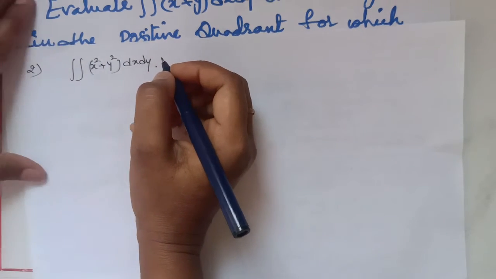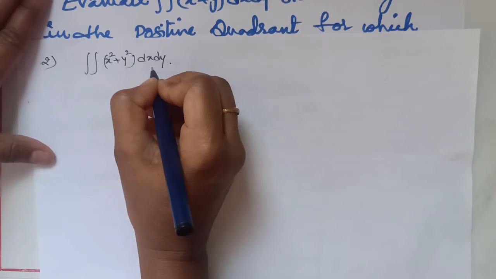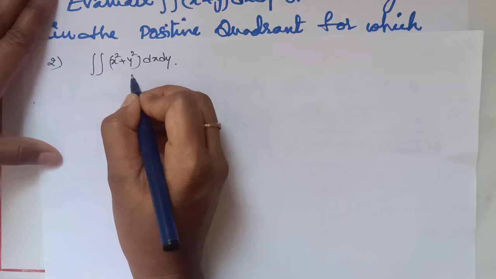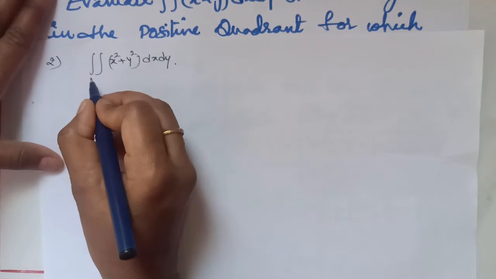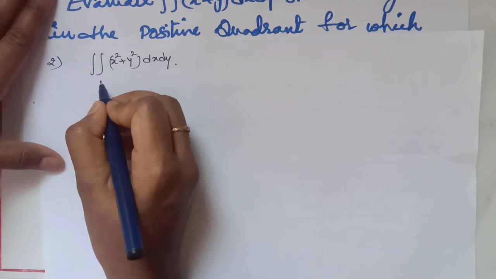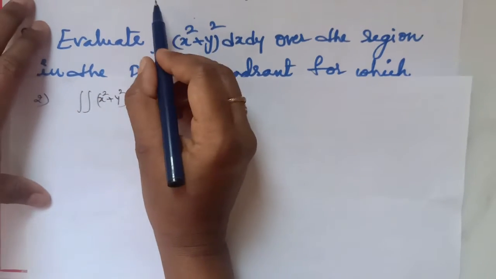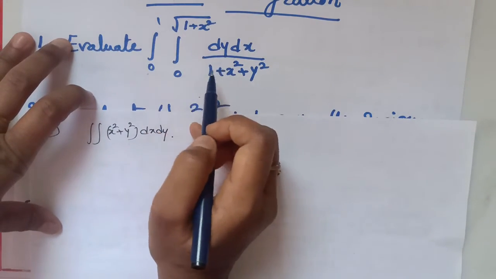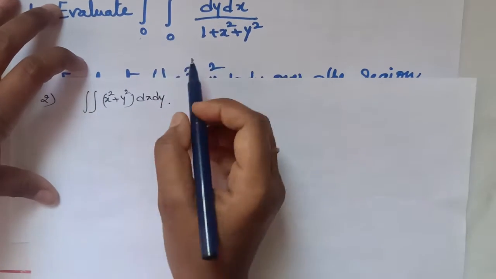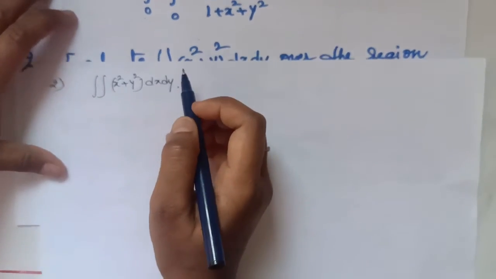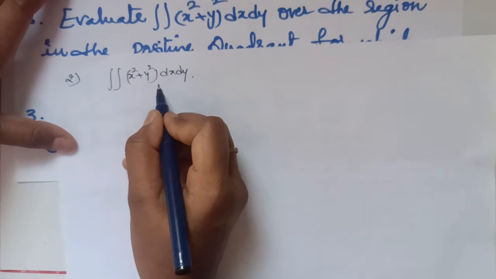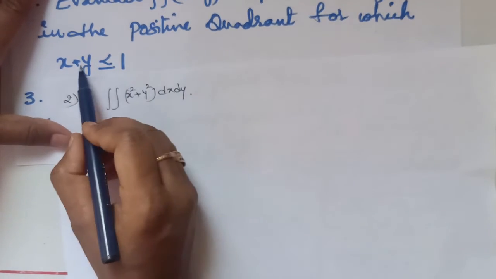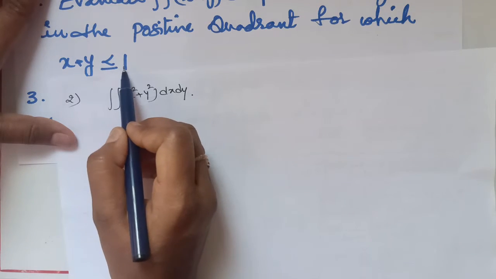Evaluate the double integral of x square plus y square dx dy. Now, to find out this double integral, do you have limits for this? No. In the previous problem we had limits given, so according to those limits we calculated the integral value. But here we don't have limits. You need to find the limits from the region x plus y less than or equal to 1.